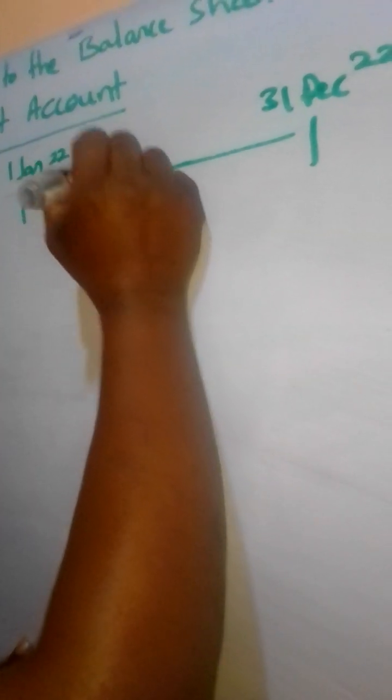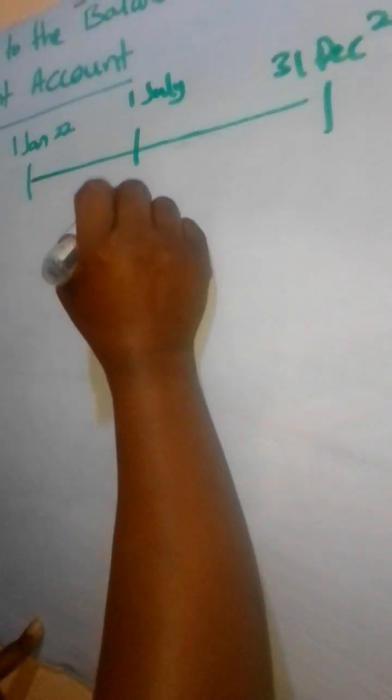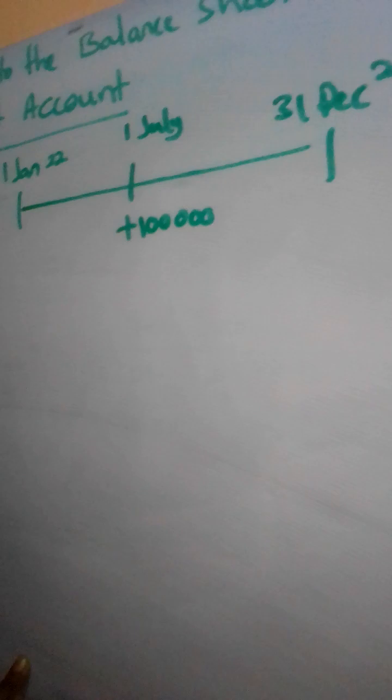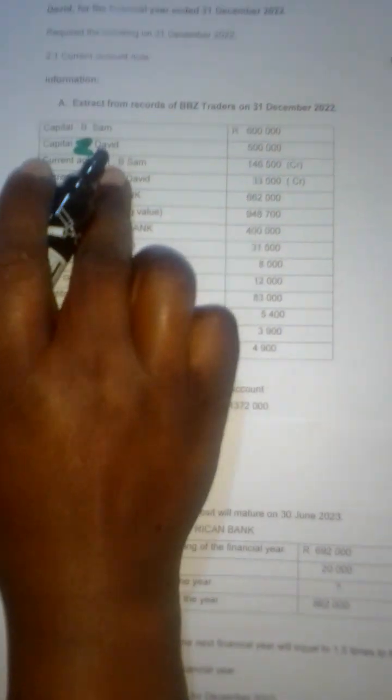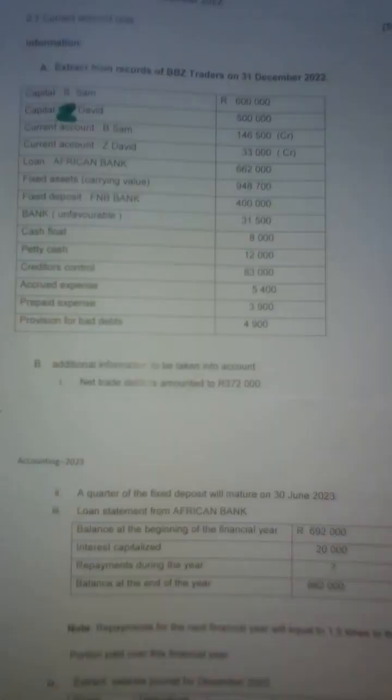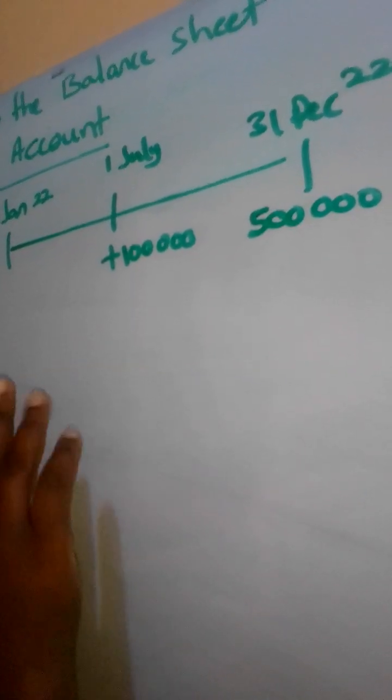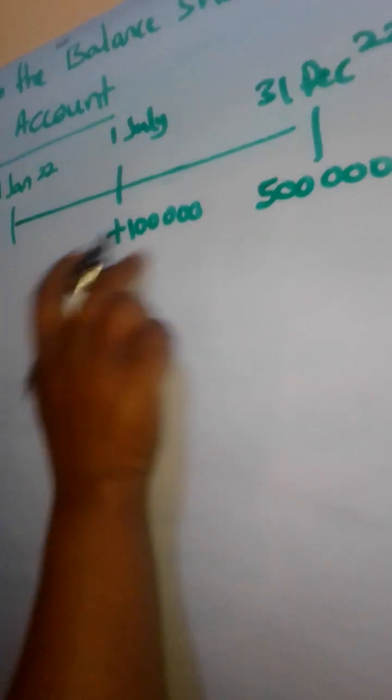So 1 July is more or less like the middle of the financial year. What is happening on 1 July? There is a plus 100,000. Okay, if you look at the information that you are given, this is supposed to be Z David. The capital is given already, 500,000 at the end of the year. So here we've got 500,000 at the end of the year. So what we need now is the amount of capital before the increase.